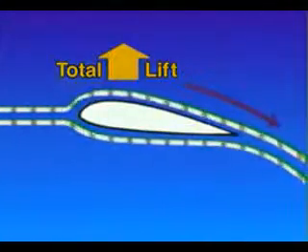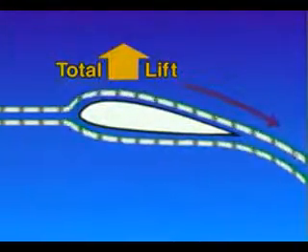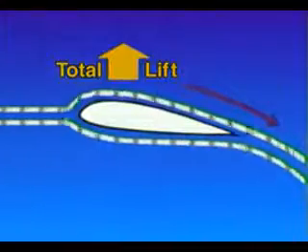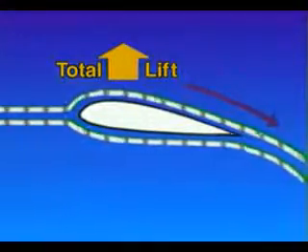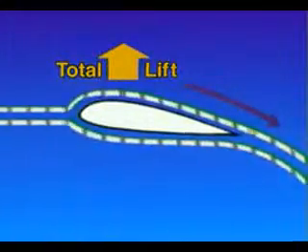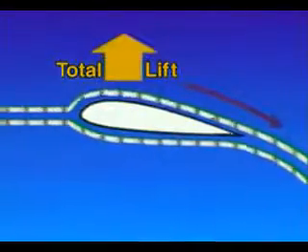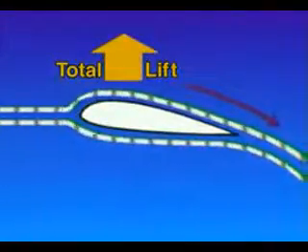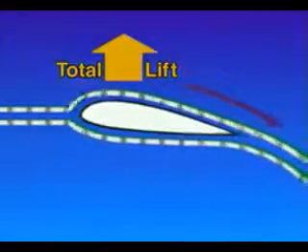The lift provided by this flow can be explained by Newton's third law of motion, which states that for every action, there is an equal and opposite reaction. The reaction to this downwash results in an upward force on the wing and an increase in total lift.